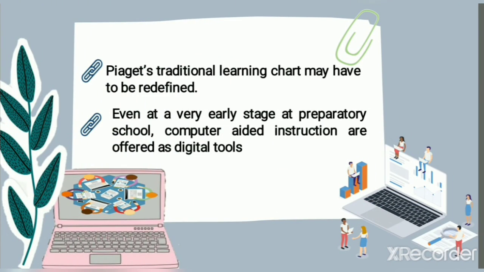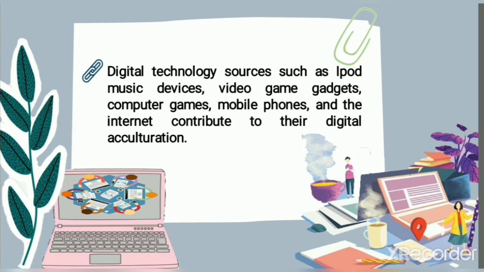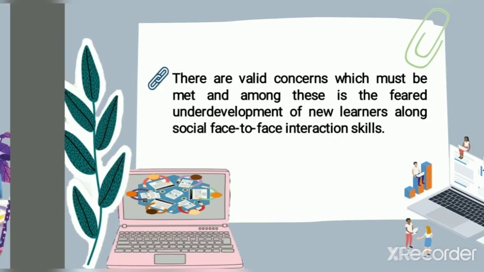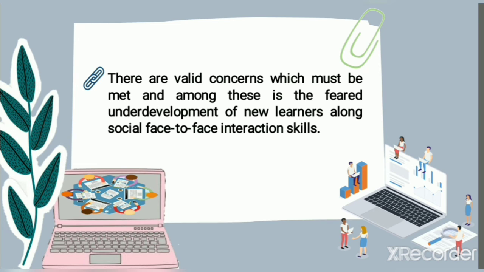Piaget's traditional learning chart may have to be redefined. Even at a very early stage, the preparatory school, computer-aided instruction is offered as digital tools. So digital technology sources such as iPad, music devices, video game gadgets, computer games, mobile phones, and the internet contribute to their digital acculturation. There are valid concerns which must be met, and among these is the feared underdevelopment of new learners in social face-to-face interaction skills.